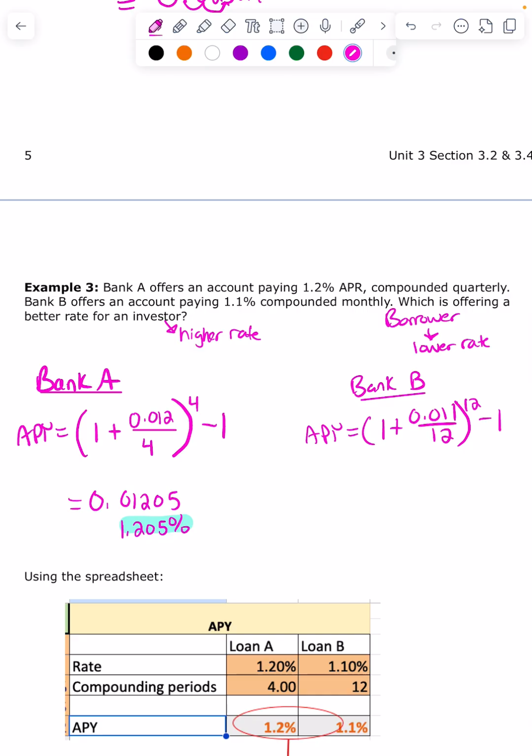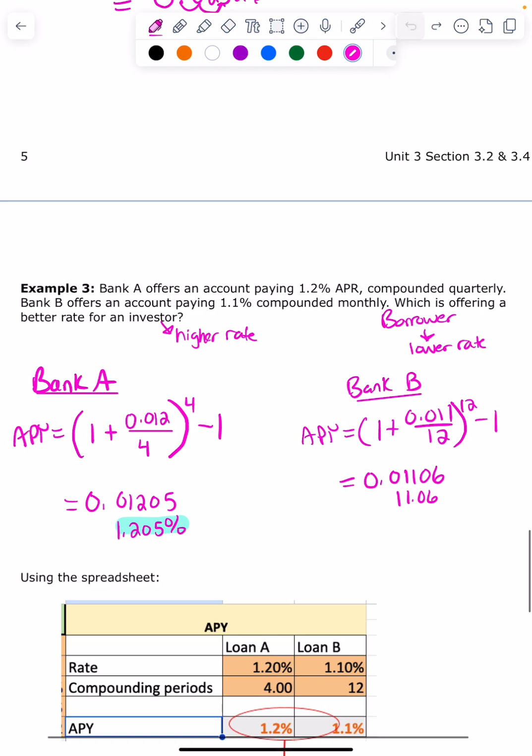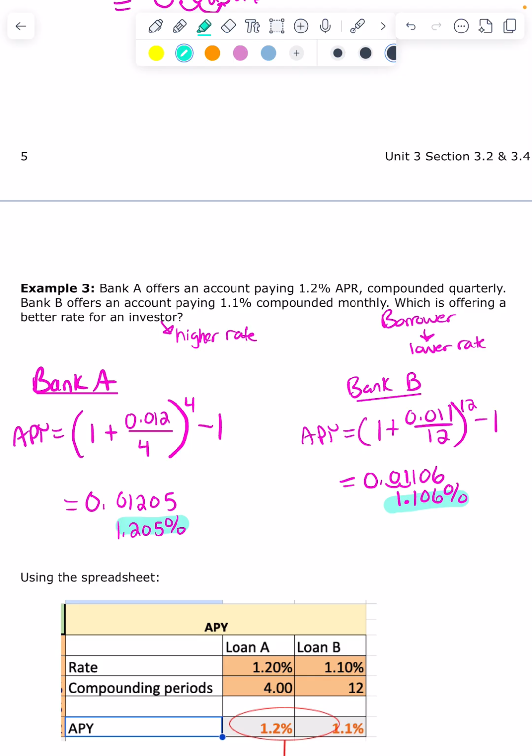I'm just going to edit again in Desmos. This one comes out to 0.01105 or 06, I guess, around there. So that's 1.106%. All right, so again, we're looking at this in terms of the investor. So for the investor, this one is better.